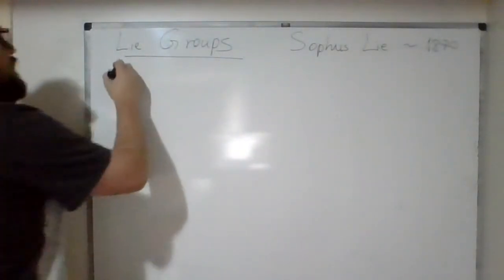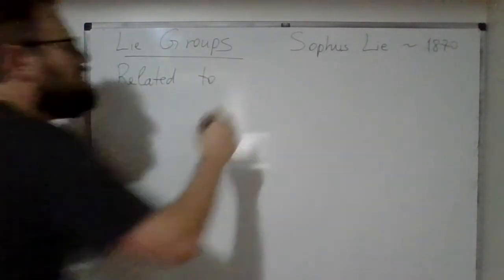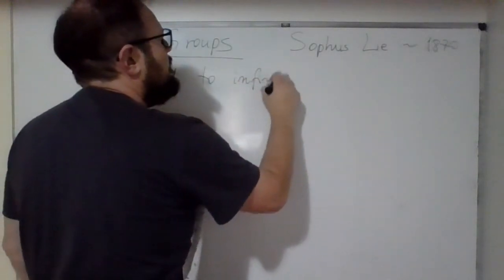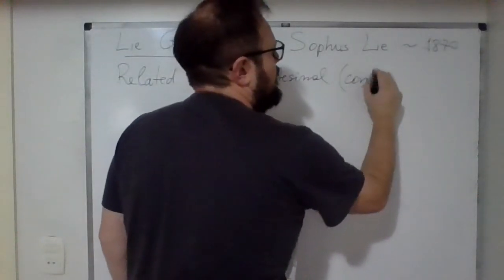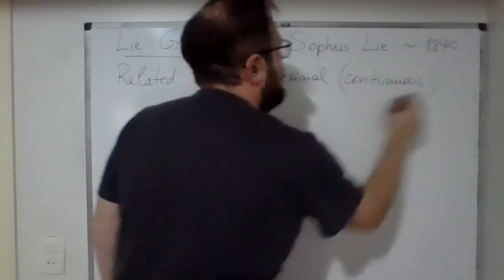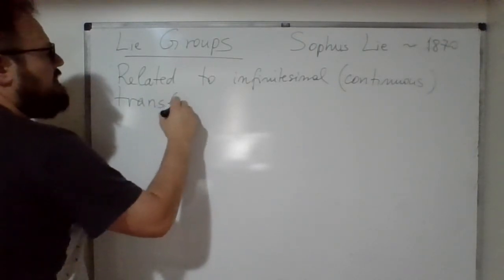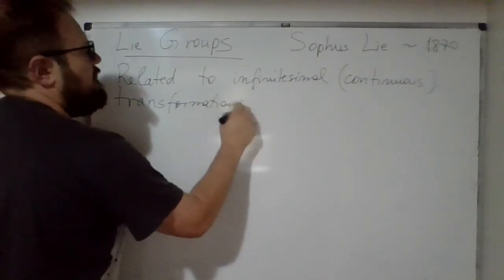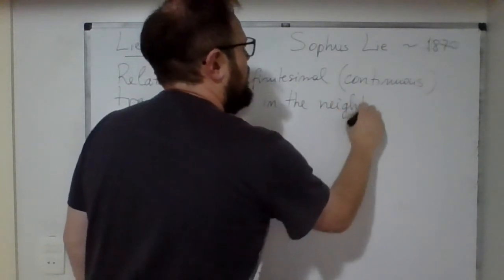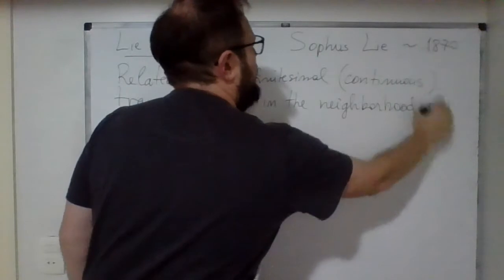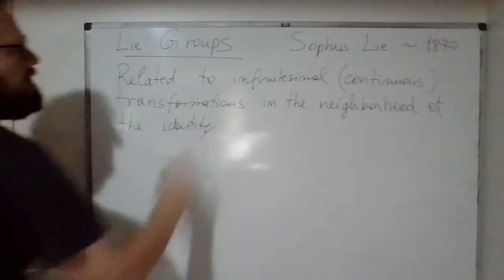So they are groups related to infinitesimal and continuous transformations, linear transformations of course in our case, in the neighborhood of the identity.